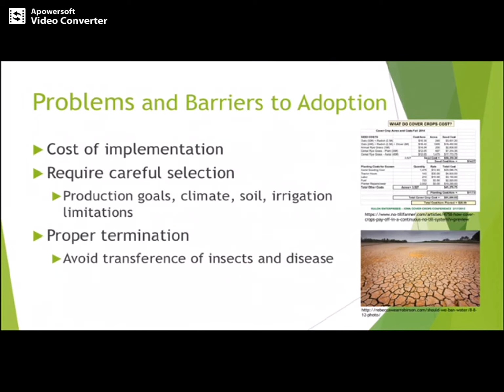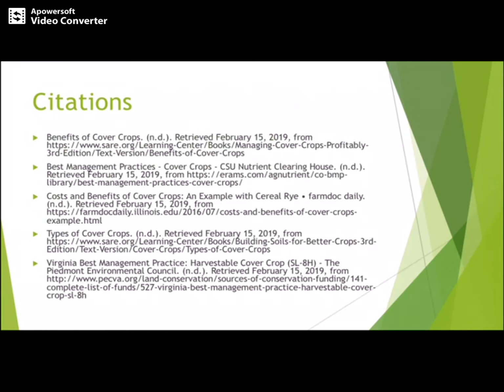The potential problems and barriers to the adoption of cover crops are the cost of implementation, which can be relatively high, the necessity for careful selection through weighing production goals, climate, soil, and irrigation limitations when choosing the right cover crop to use. And lastly, the need for proper termination that avoids the transference of insects and/or disease to the main crop is critical.